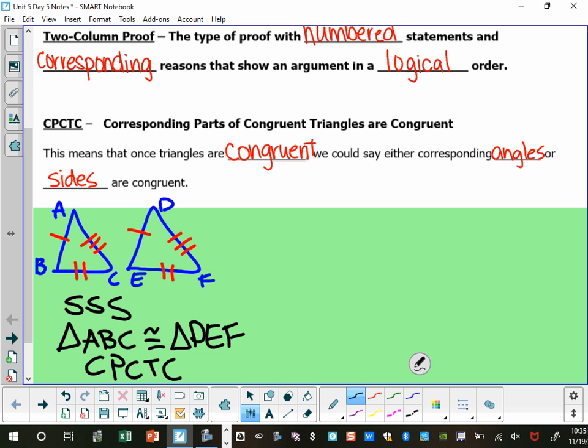If they asked you for a reason for how you know that's true, your reason would be CPCTC. You don't have to write this down, but that's what it means. It means we've already proven that these two triangles are congruent. The reason I know it is because my sides are now congruent and my angles are now congruent. So that's what CPCTC means. All right, let's go to example 1.